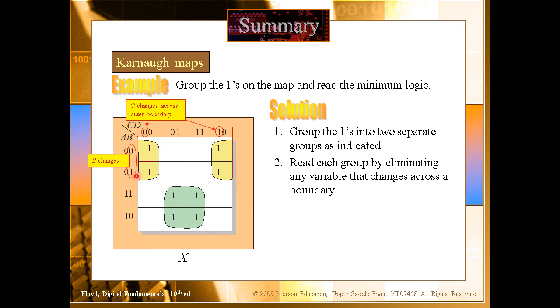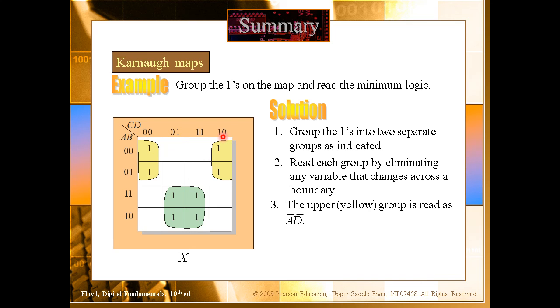So what is common? A prime is common here, right? Look at this. A prime is here, A prime is also here, right? And what is common here? D prime is here, D prime is here also, right? So we keep the things that are common. So the yellow group will read as A prime D prime, because B and C are changed. A prime is not changed, D prime is not changed. How about the green one?